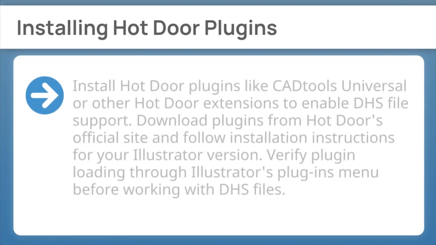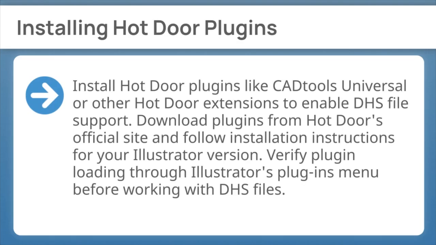Next, installing Door plugins. Install Door plugins like CAD Tools Universal or other Door extensions to enable DHS file support. Download plugins from Door's official site and follow installation instructions for your Illustrator version. Verify plugin loading through Illustrator's plugins menu before working with DHS files.